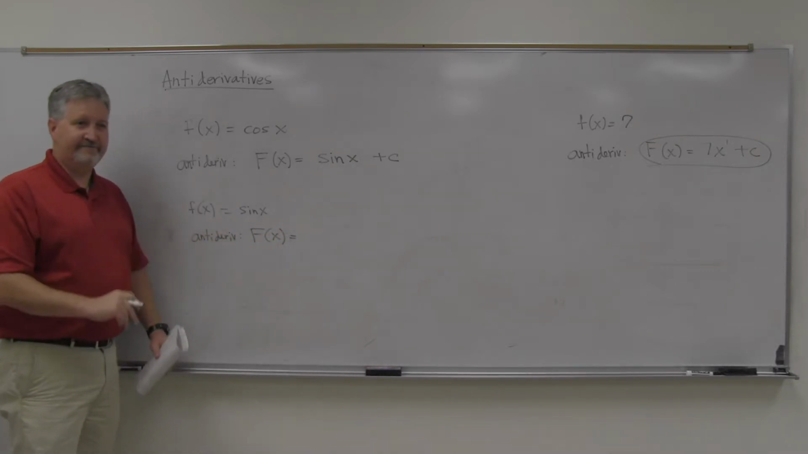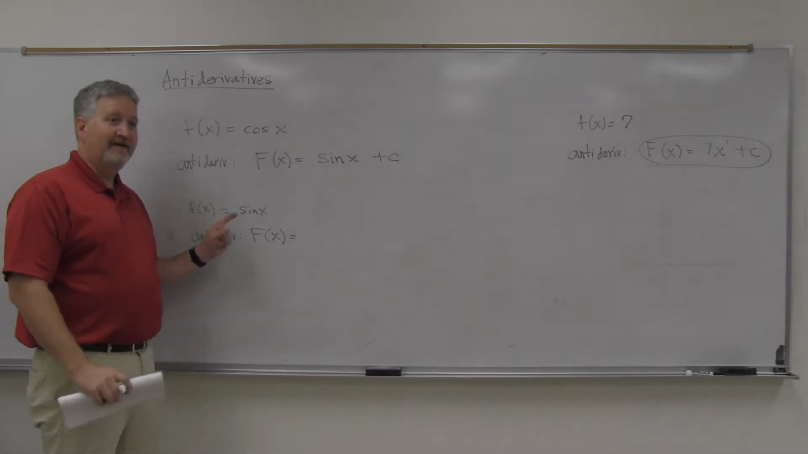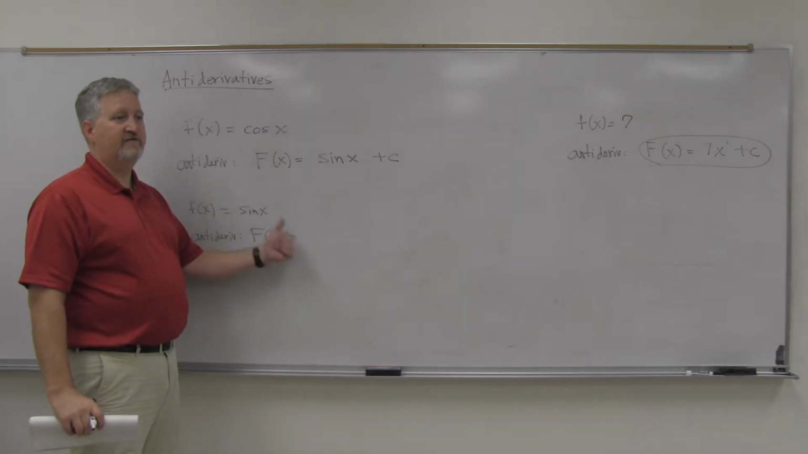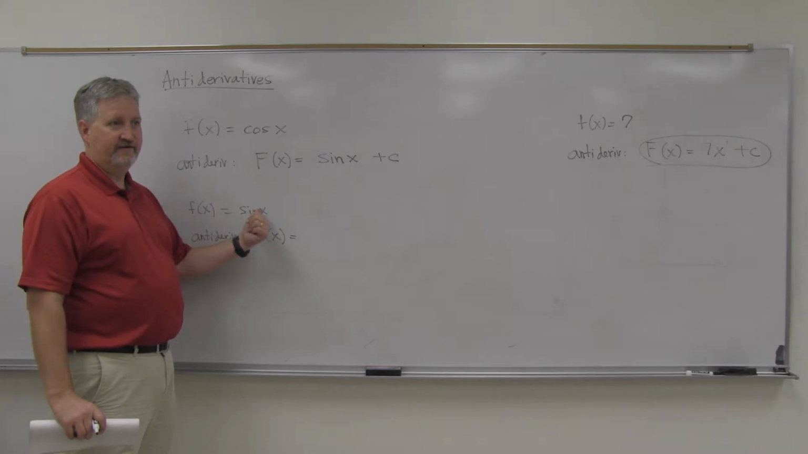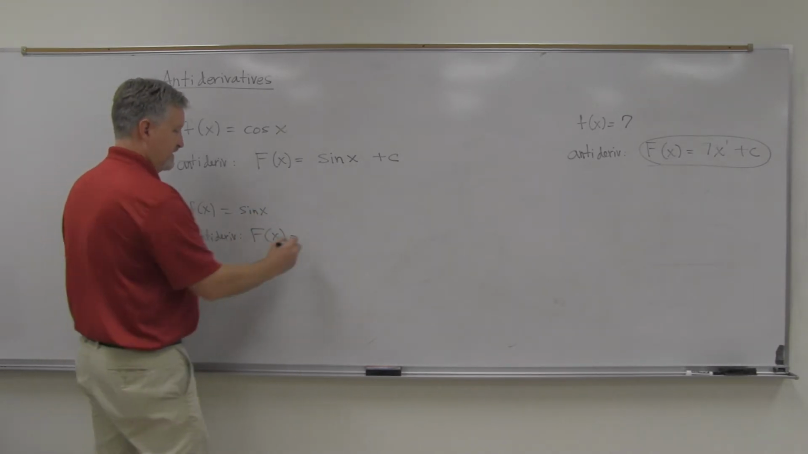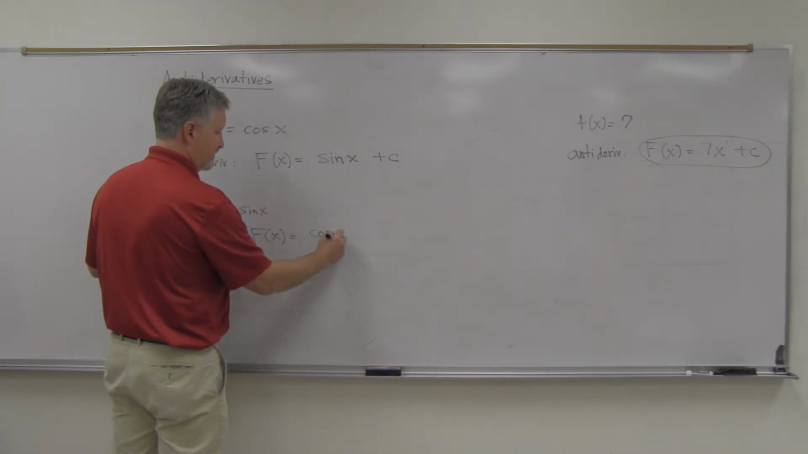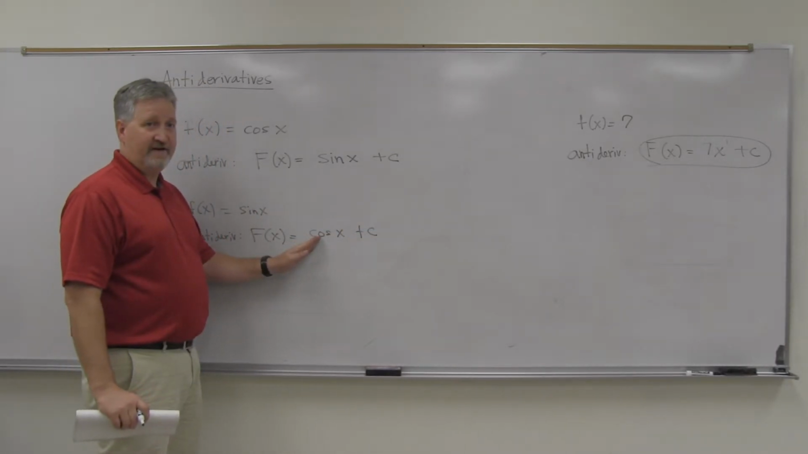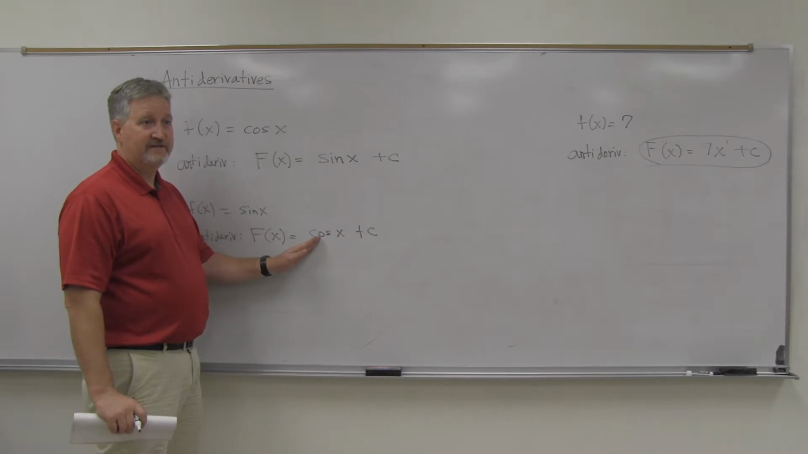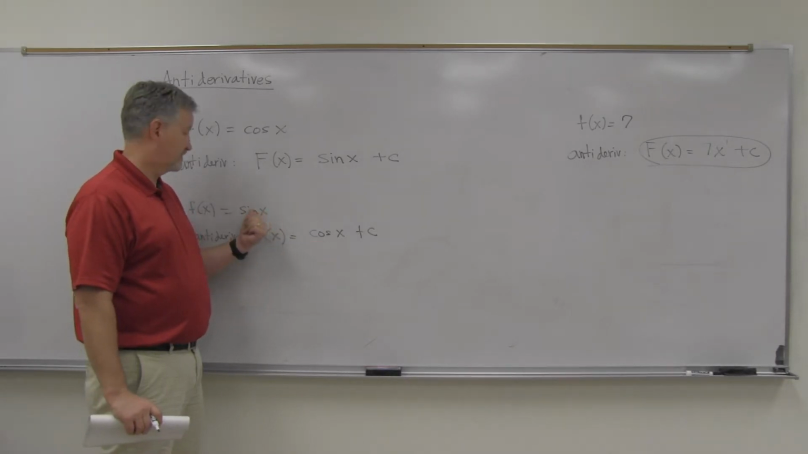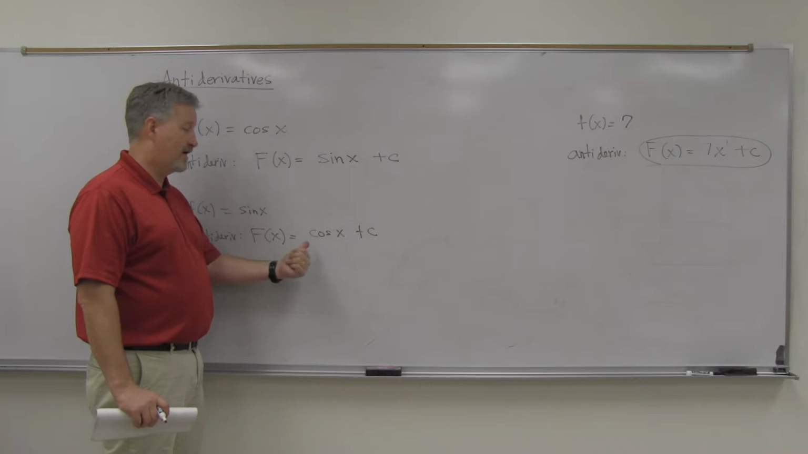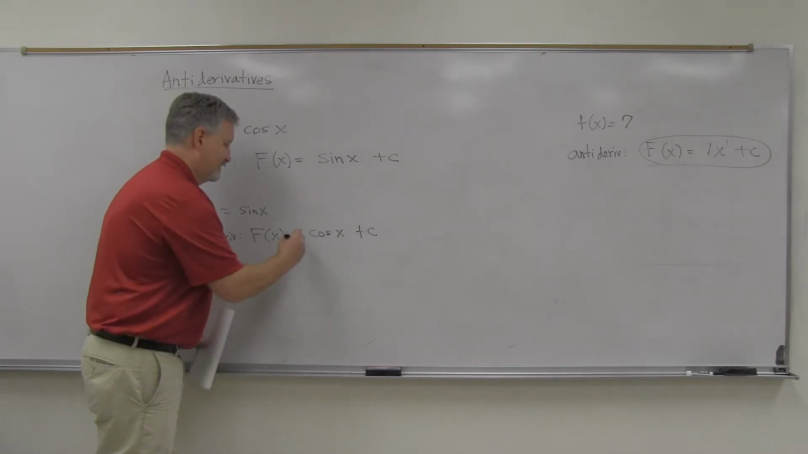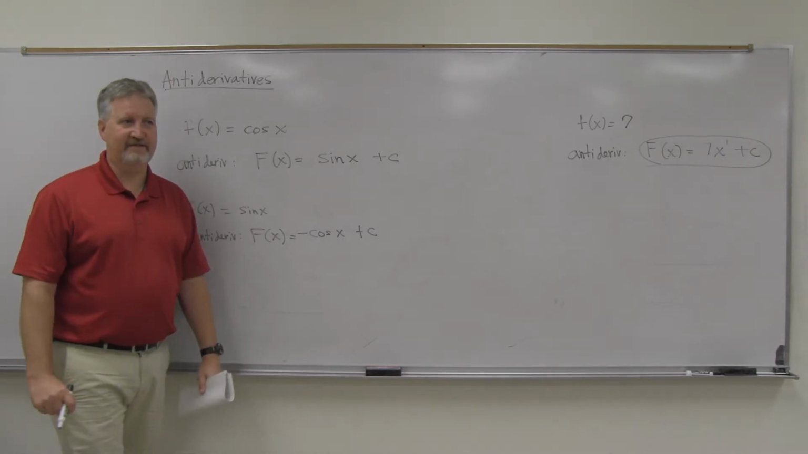Now, if you do sine of x, the antiderivative is a little trickier, not much, but a little bit. So I want a function whose derivative is sine of x. Why is it not cosine of x? Well, if I did cosine of x, the derivative is negative sine of x, right? Not positive sine of x. So what do I need here for the antiderivative? I need negative cosine, don't I? Negative cosine of x.